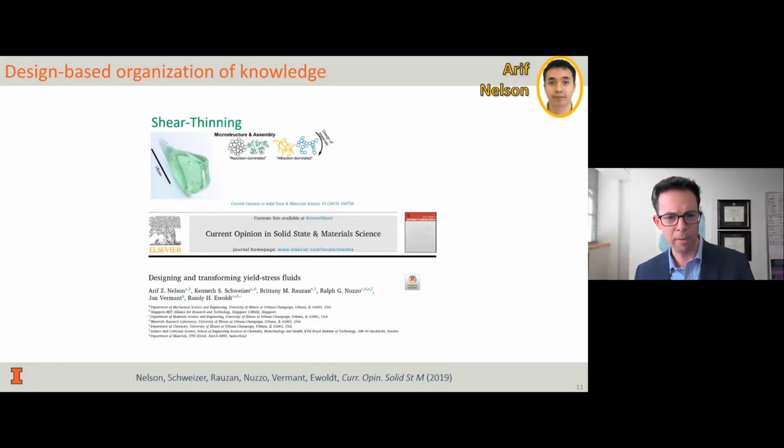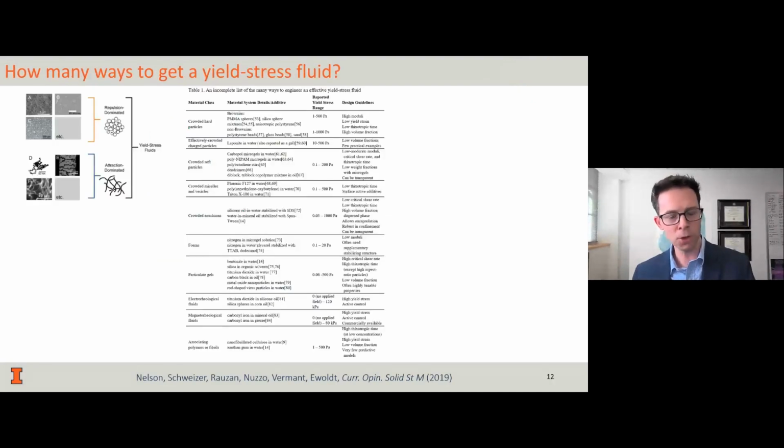And what was really fun about putting this together is to make this comparison of how to achieve shear thinning and especially a yield stress fluid with a diverse range of material structures. So you start a little bit like a cookbook. How many ways can I bake a loaf of bread? How many ways can I get a yield stress? And there are, of course, many ways to do it.